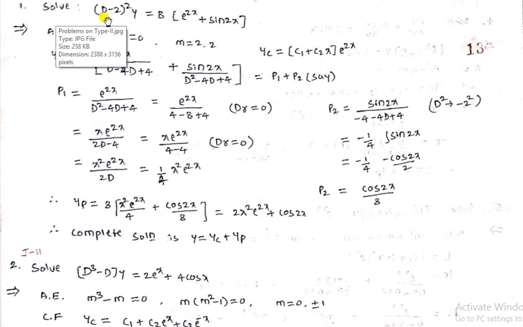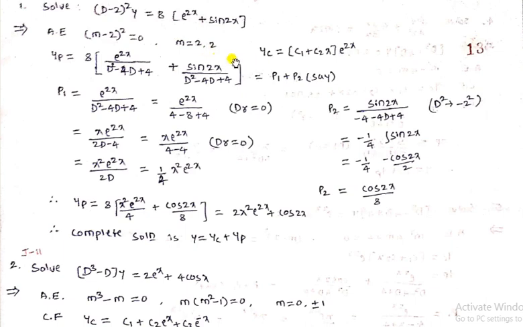First example, solve D minus 2 whole square into y is equal to 8 into bracket e to the power 2x plus sin 2x. So first its auxiliary equation solution. The auxiliary equation of D minus 2 whole square becomes m minus 2 whole square, replacing D by m. So m minus 2 whole square means m minus 2 into m minus 2. Therefore the roots are 2 and 2, so both the roots are the same and equal.